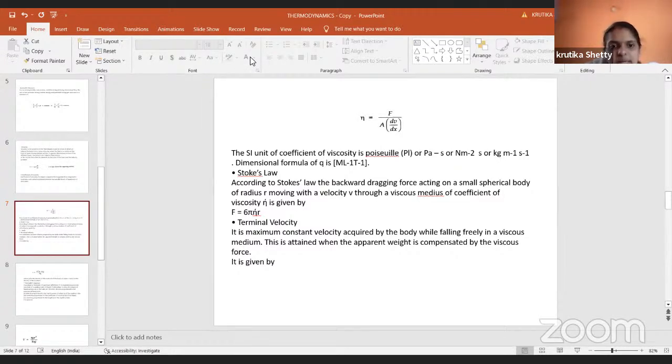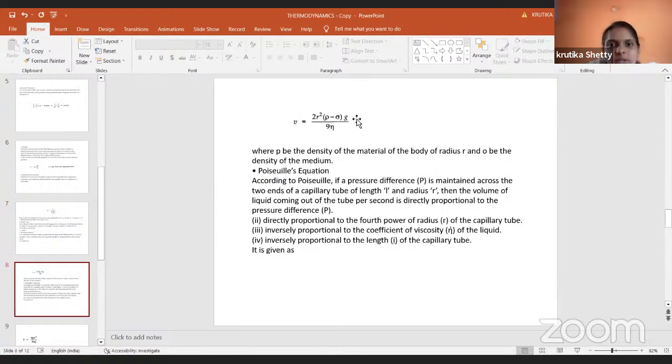So what is terminal velocity? It is the maximum constant velocity acquired by a body while falling freely in a viscous medium. And this terminal velocity is given by, note down this formula also, 2r square into bracket rho minus sigma into g divided by 9 eta. So r is the radius, eta is the coefficient of viscosity, g is acceleration due to gravity.